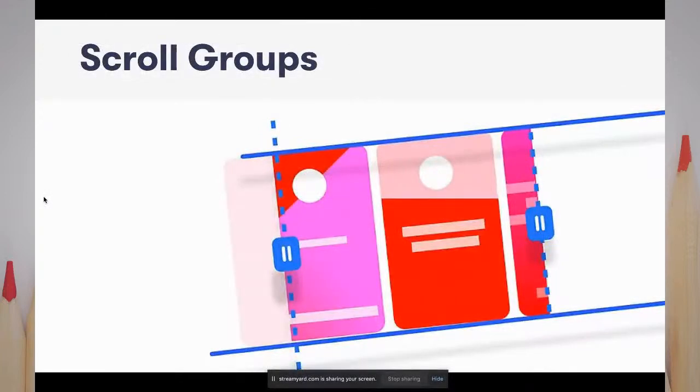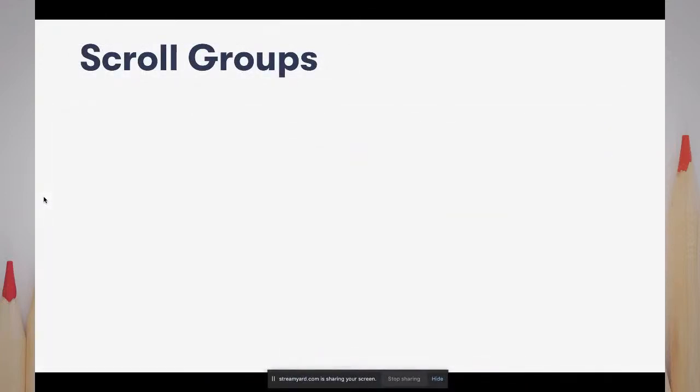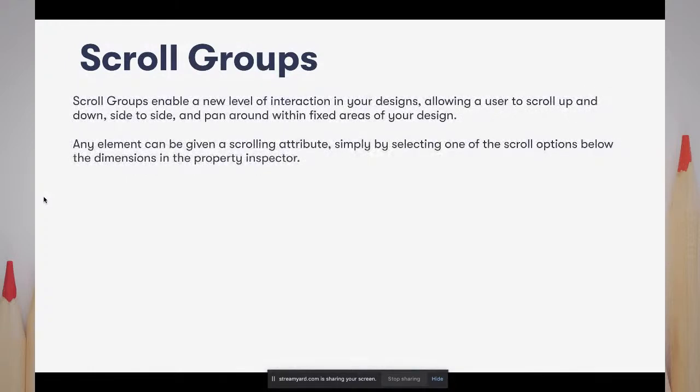Next we have is scroll group. So before, scrolling in Adobe XD is very limited. You can only scroll vertically and not horizontally. So that's very hard if you're creating sliders for your website design or for mobile design. So they have now a new feature which is scroll group. It enables a level of interaction in your design. So it allows a user to scroll up, down, and side to side and pan around your design.